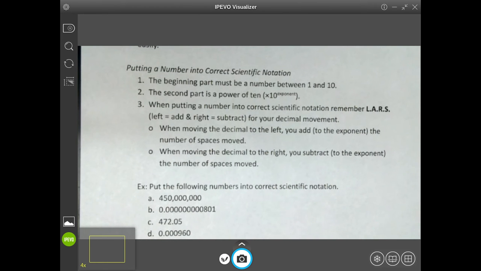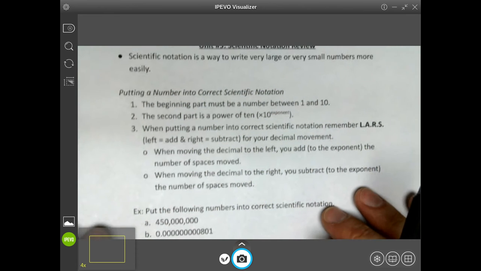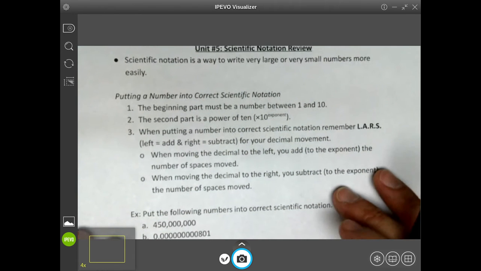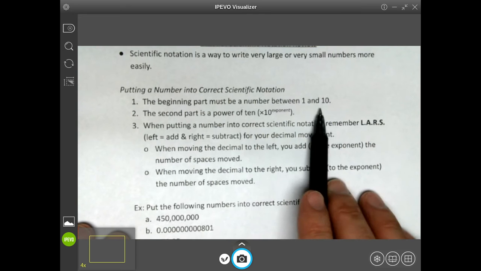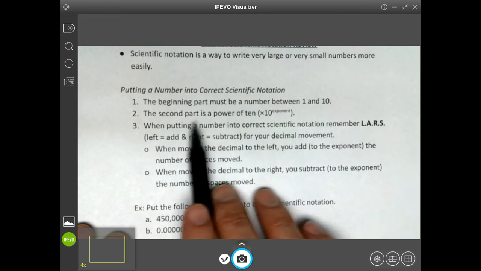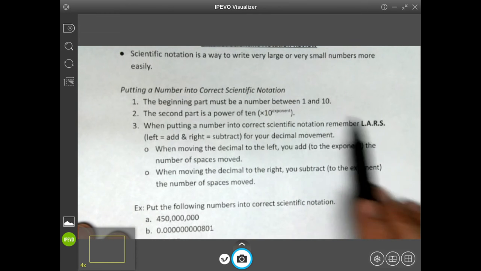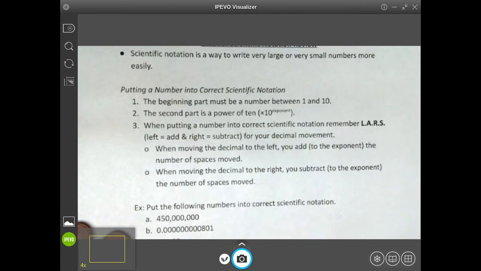So in scientific notation, if we're going to put something into scientific notation, we want the beginning part to be a number between 1 and 10, and the second part is something times 10 to a power. Remember LARS: left add, right subtract.